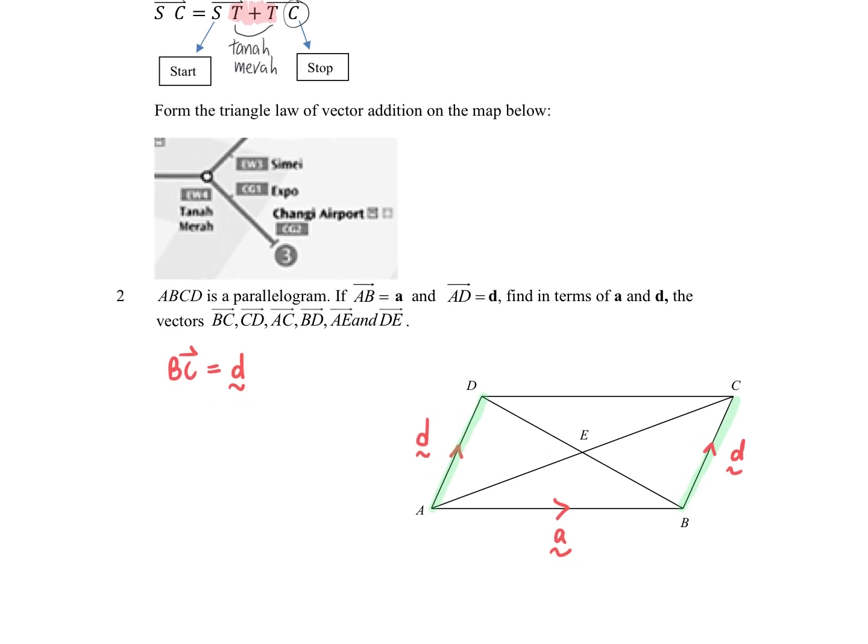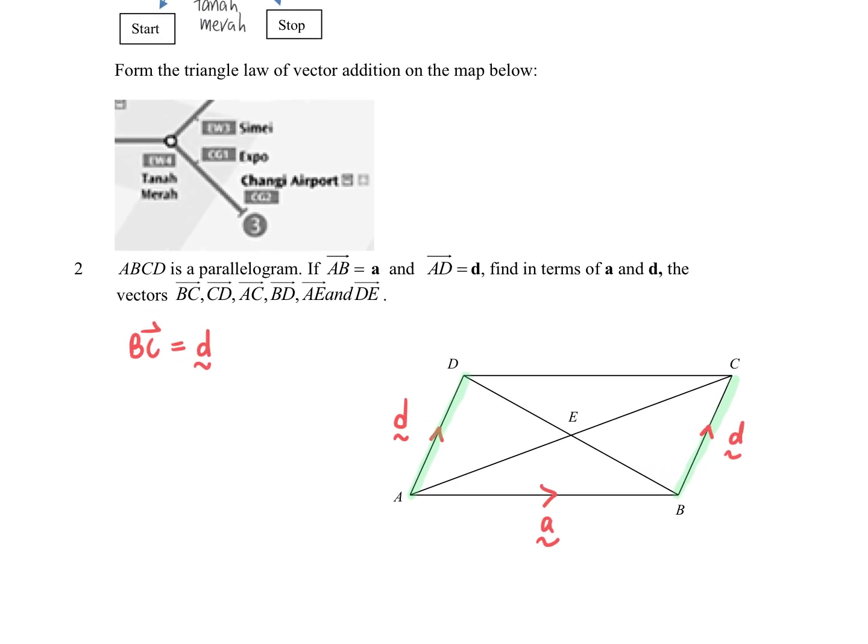Okay, next one is CD. Moving from C to D, remember change direction. So moving from C to D, it's a negative A. Although it's the same vector but opposite direction, so reverse the sign.